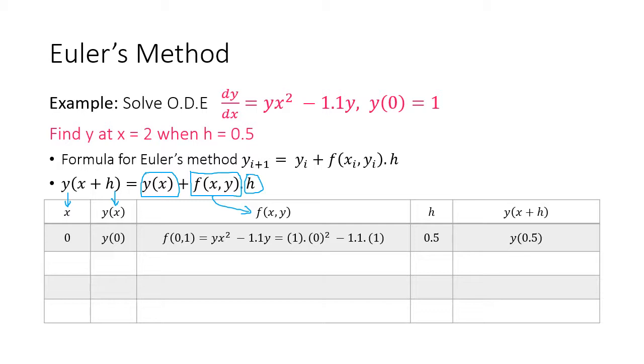Then the step size h is given in this column of the table, but h is going to remain constant for all the iterations. And finally, in this column we have the left hand side of this equation, y at x plus h. So this is the first iteration. The row 2 of this table is the first iteration of the solution.